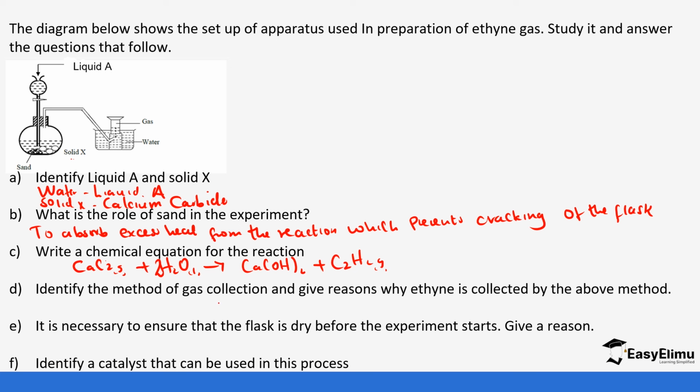Then identify the method of gas collection and give reasons why ethyne is collected by this method. The method is going to be over water, because we said ethyne is slightly soluble in water.